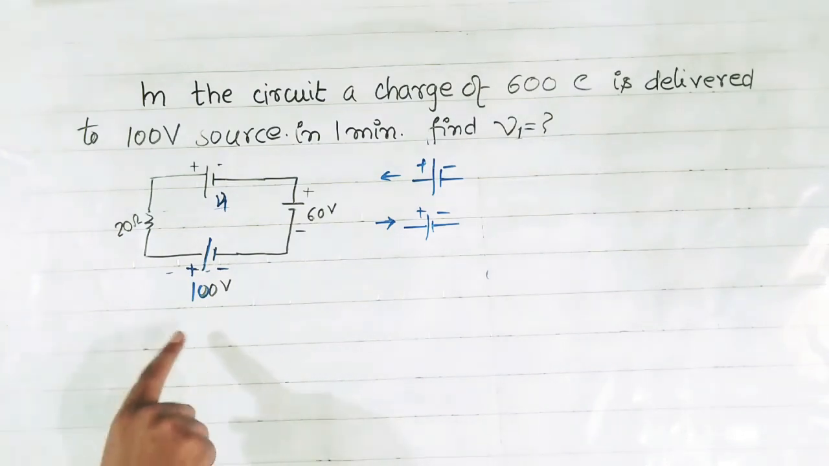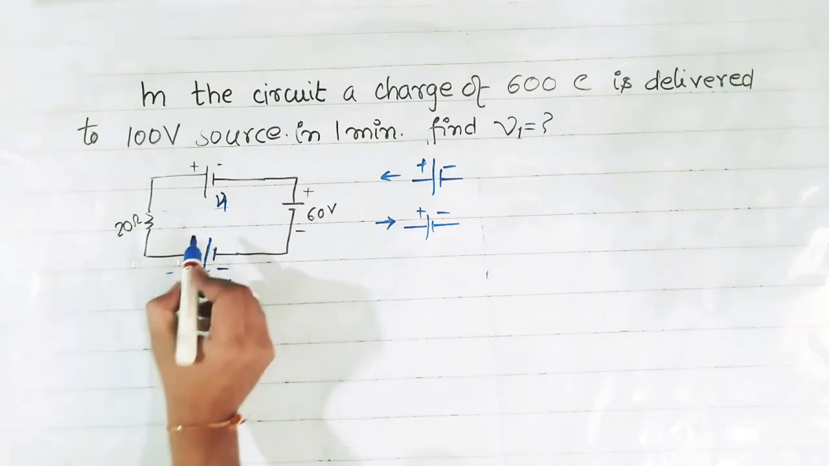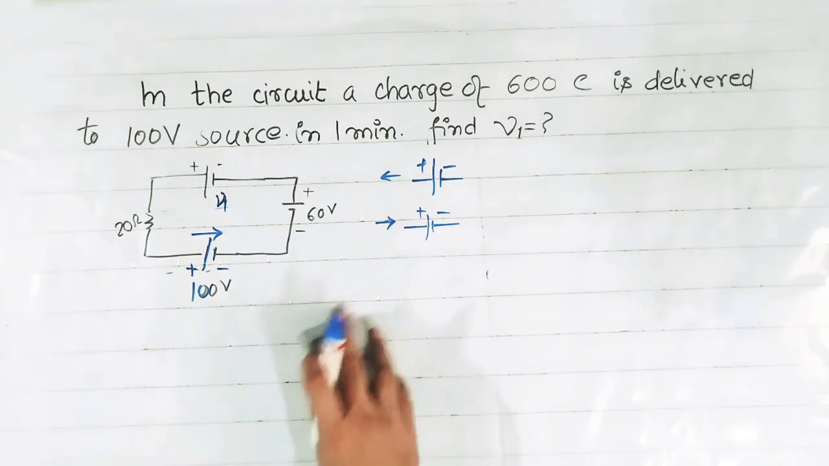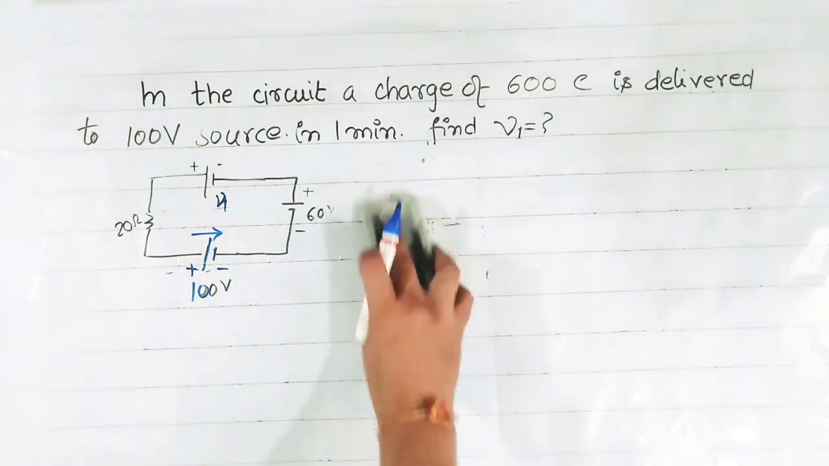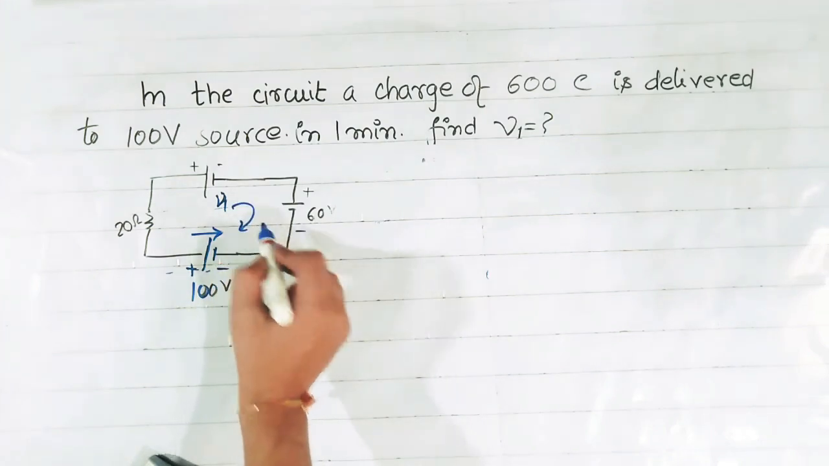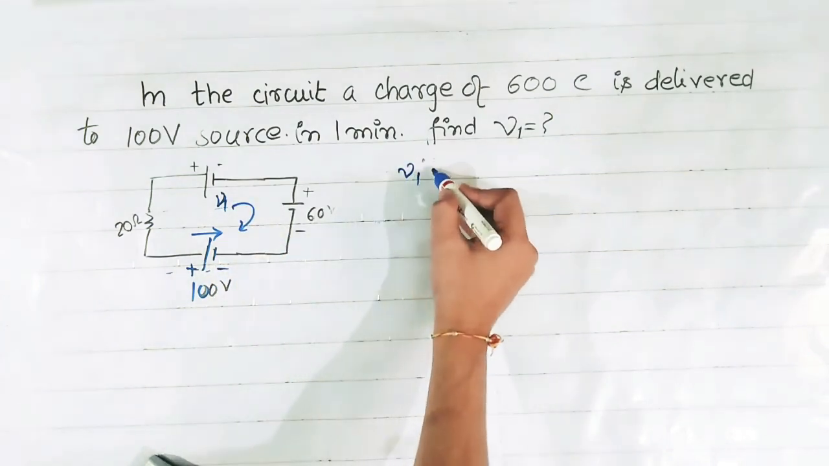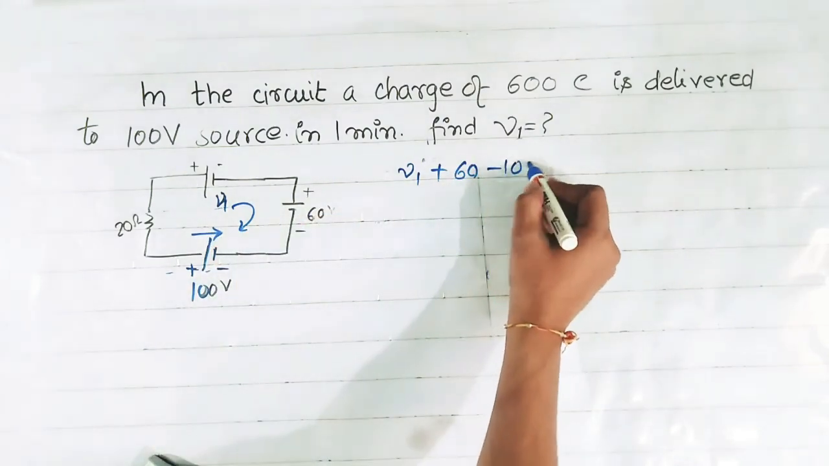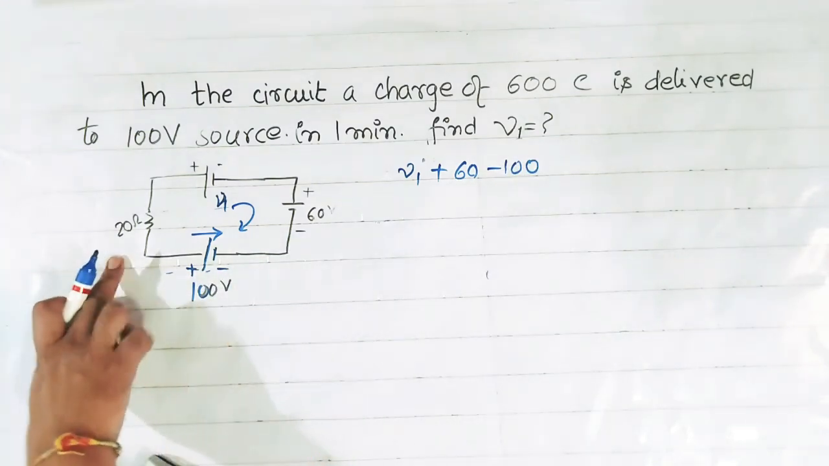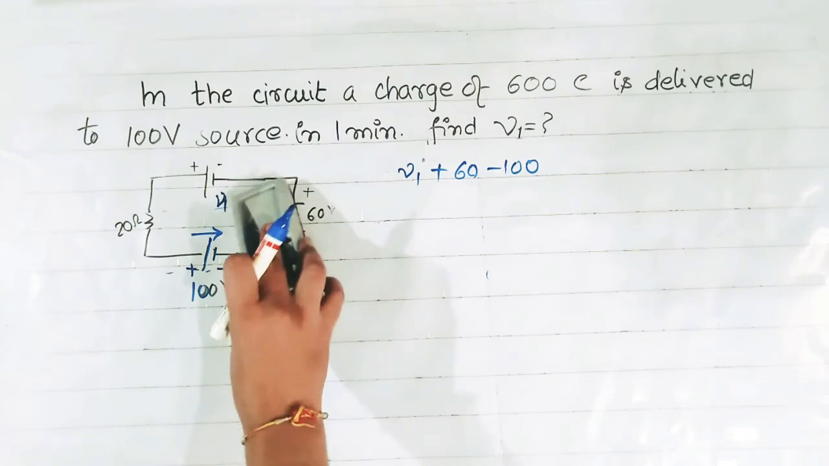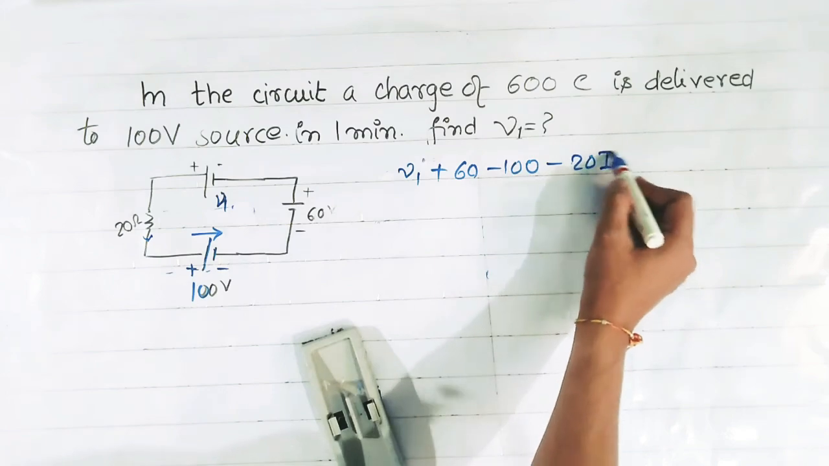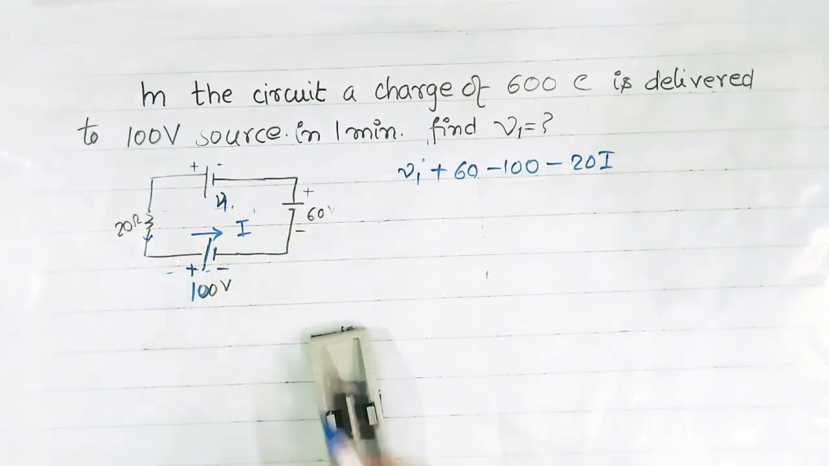It means when charge is delivered to the 100 volt source, the direction of current is like this. Only in that case can this charge be delivered to this source. Okay. Now apply KVL in this circuit. When we apply KVL, we get V1 plus 60, minus 100, and the direction of current is like this. Okay, when we are moving and the current direction is like this, so minus 20I. Suppose the current in this circuit is I. Okay, so that is equal to 0.